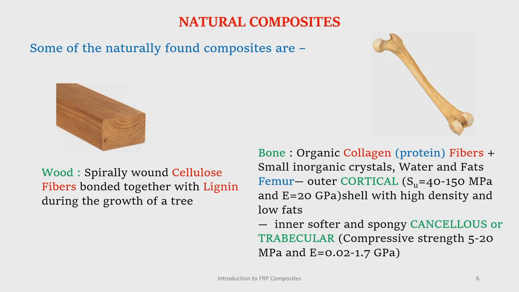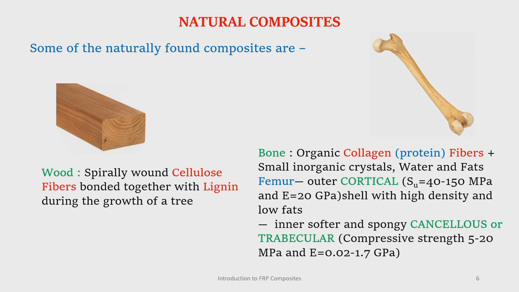In addition, there are a number of examples of naturally available composites. A very good example is animal bone. This is actually made of organic collagen fibers, which are made of protein, and small inorganic crystals, water and fats. For example, in the human femur, the outer part is the cortical, which has an ultimate strength of the order of 40 to 150 megapascal and a Young's modulus of 20 gigapascal.